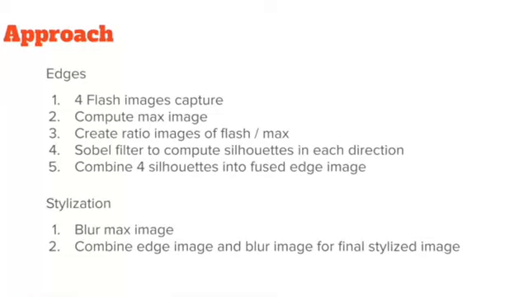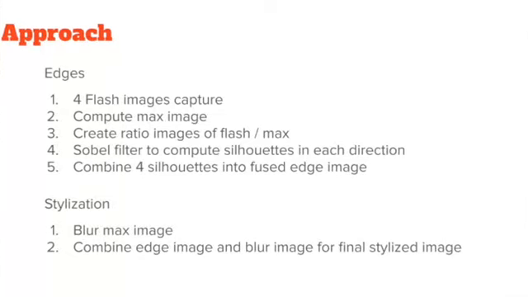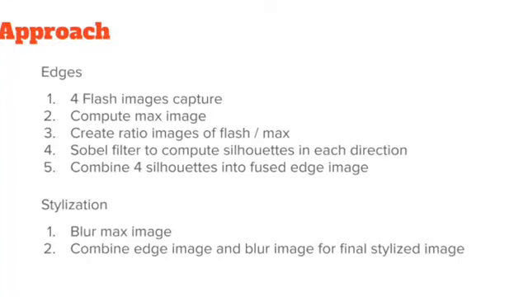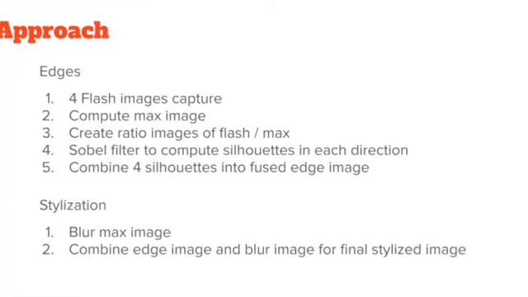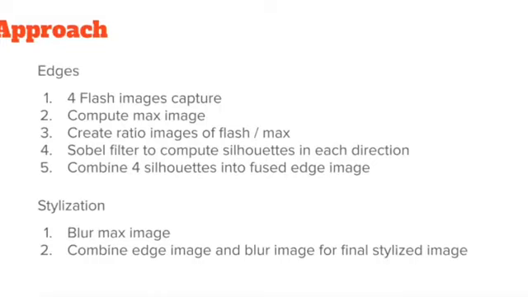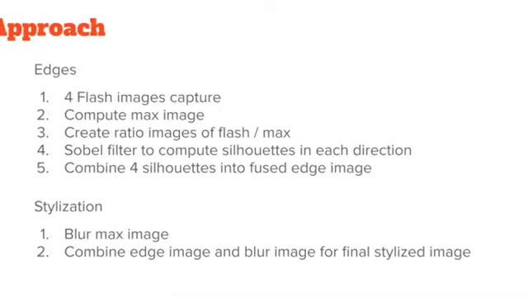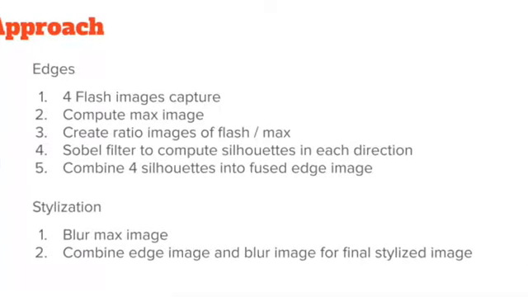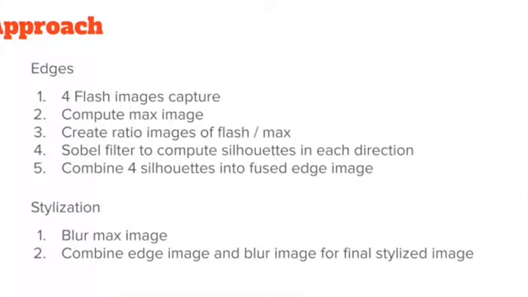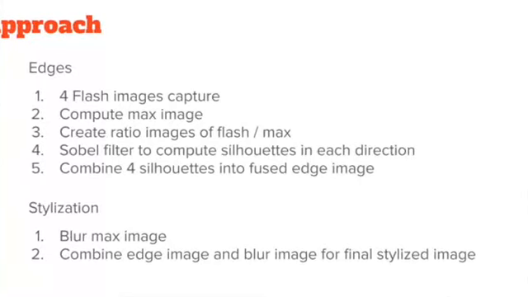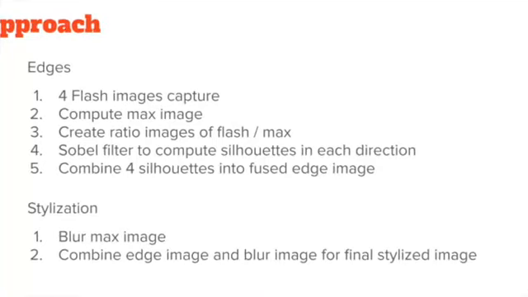And then I used a Sobel filter in the direction of the shadows to compute the silhouettes in the directions of the shadows in the 4 images. Once I had that, this was basically 4 different crops of the shadow edges. So to create the edge around the entire object, I had to combine these 4 silhouettes into one fused edge image. Then, once I fully had the edges, I created a blur of the max image, or like the image that had no shadows. And this was used to stylize the image by combining the edge image and the blur image for a final cartoonized image.